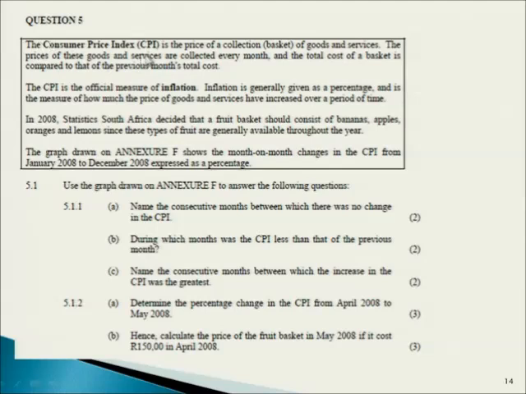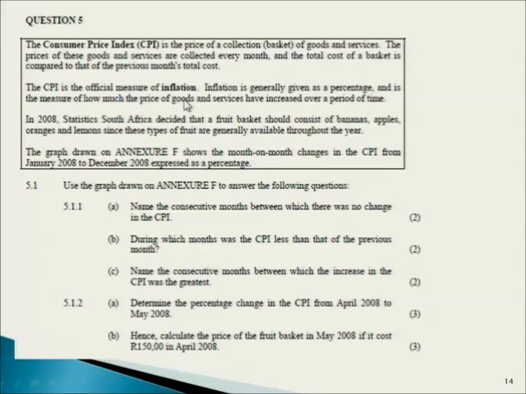The Consumer Price Index is the price of a collection or a basket. Remember now what the basket refers to, of goods and services. And the prices of these goods and services are collected every month. And the total cost of a basket is compared to that of the previous month's total. And remember, over a period of a year, they find the average or the mean, and that gives us our annual inflation rate. The CPI is the official measure of inflation.